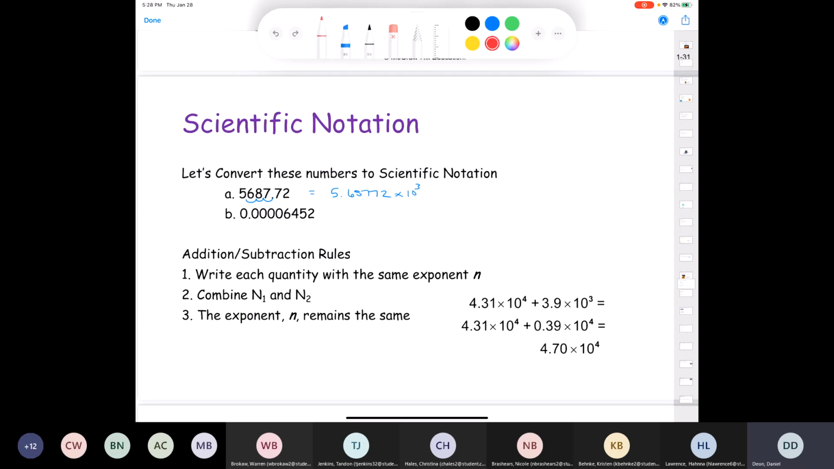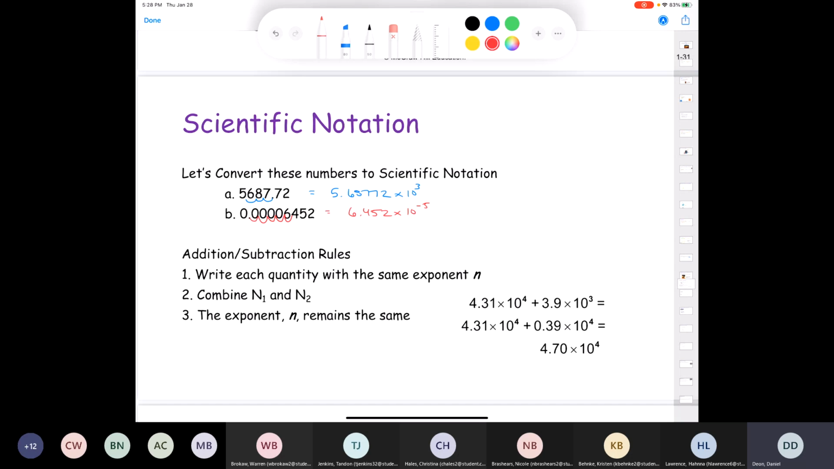Let's try the next one. The next one is a number smaller than 1. I'm going to move the decimal place to the right. How many times? 1, 2, 3, 4, 5. If I do that, I get 6.42452 times 10 to the negative 5. And now I've expressed that number in scientific notation.